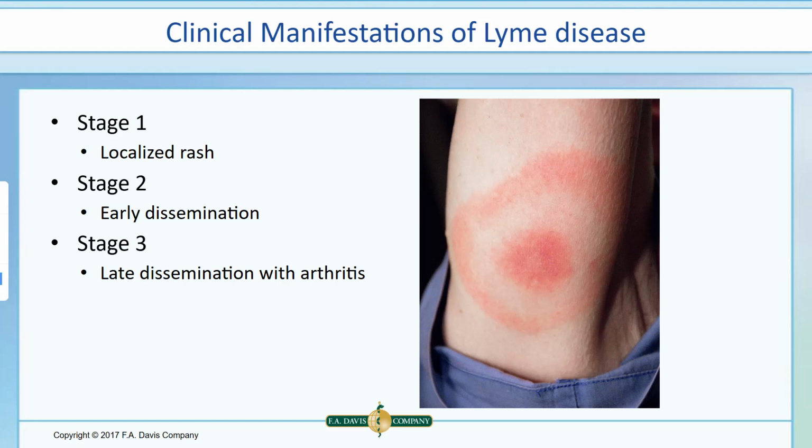So we screen with immunofluorescence assay, or IFA, or ELISA for antibodies to B. burgdorferi. Antibodies may not appear until 3 to 6 weeks after the tick bite. And then you confirm with a Western blot.